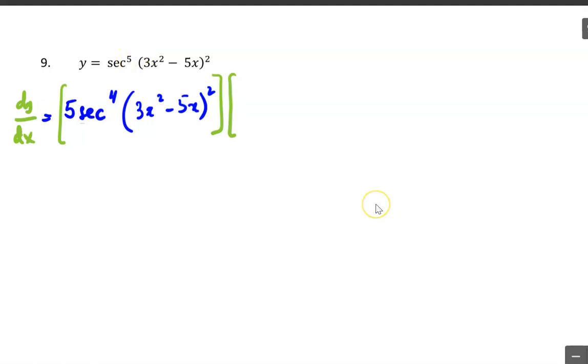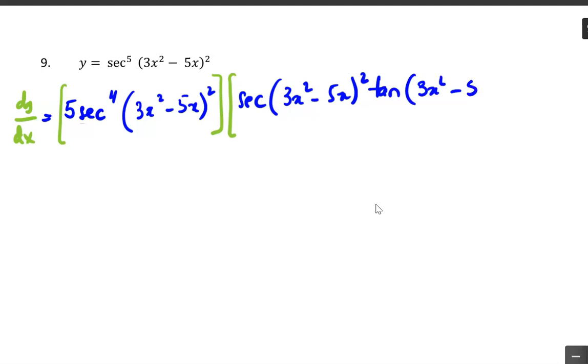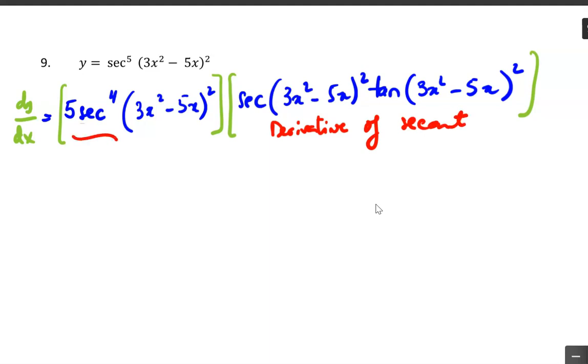Okay, so the derivative of secant is secant again with the same argument, and multiply by the tangent with the same argument. Okay, so in this case, I will make a note. This is the derivative of secant. Okay, so this is the power rule. Alright, so the next step is to multiply by the derivative of the argument.